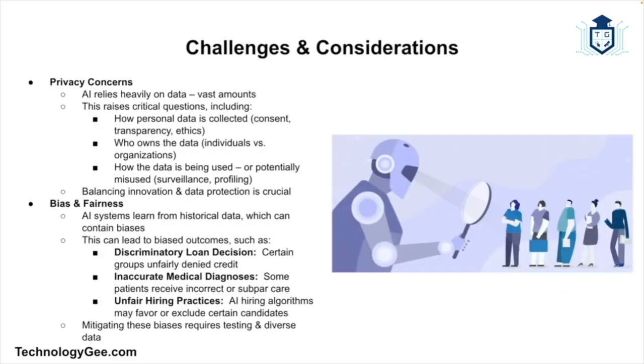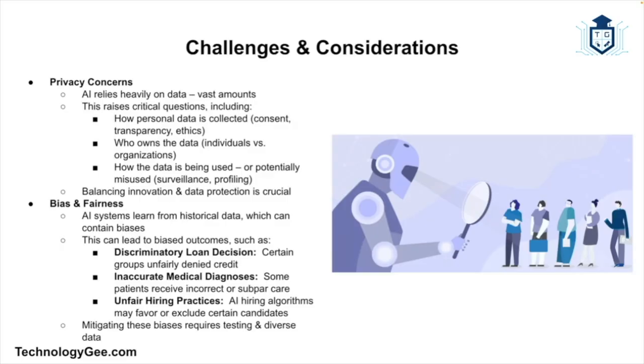Now, let's talk about some challenges and considerations. So, AI is powerful, but it's not perfect. With great tech comes great responsibility. So, here are a few challenges that we need to watch out for. The first is privacy concerns. AI relies on a lot of data, and that raises questions about how personal data is collected, who owns it, and how it's being used or misused.